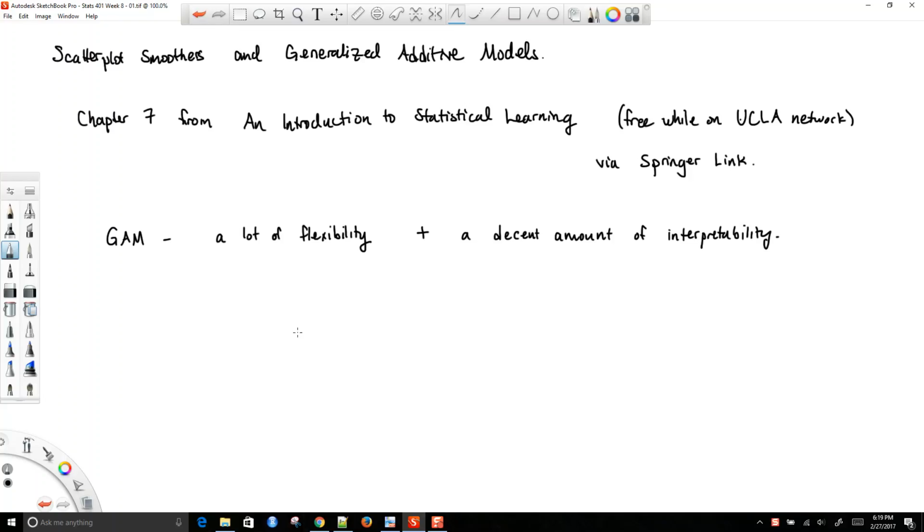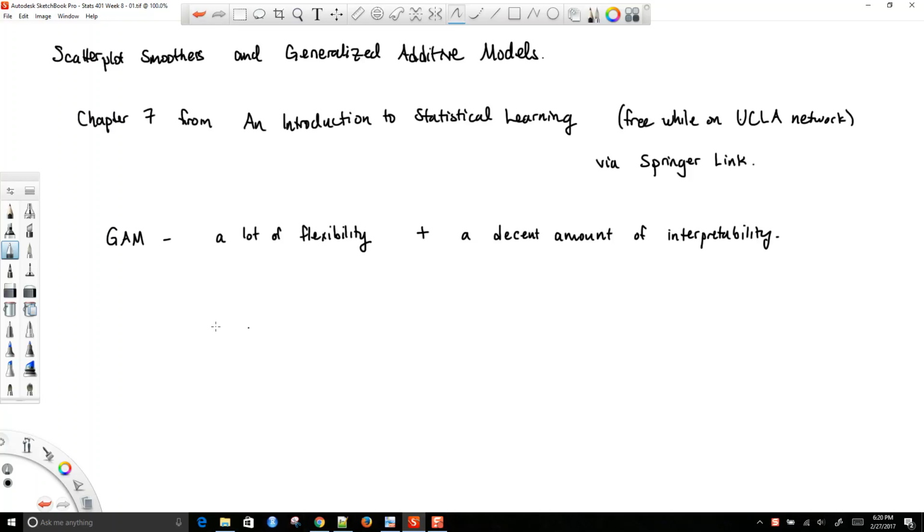With linear regression, you have a lot of interpretability. Each term in your linear regression model comes with a coefficient, and it tells you directly how much you expect changes in that particular variable to affect your model. And so you've got a lot of interpretability, but you're quite restricted to these linear relationships between things.